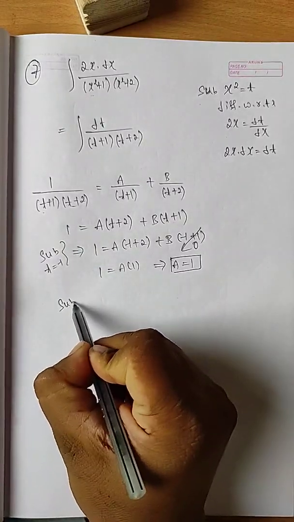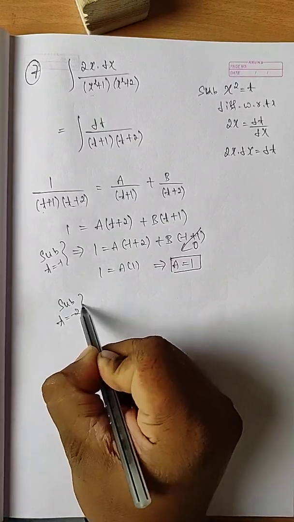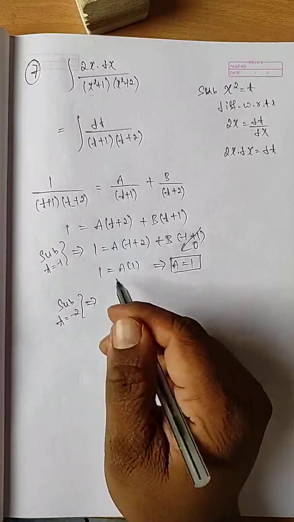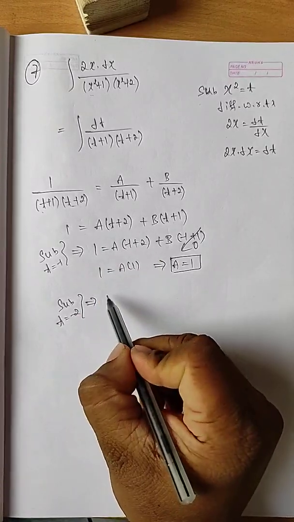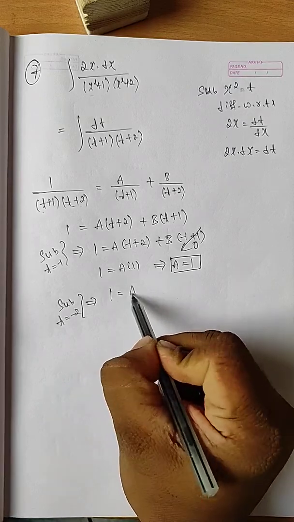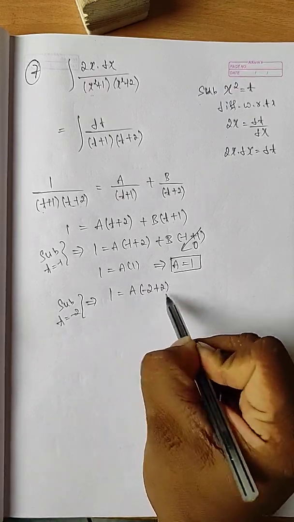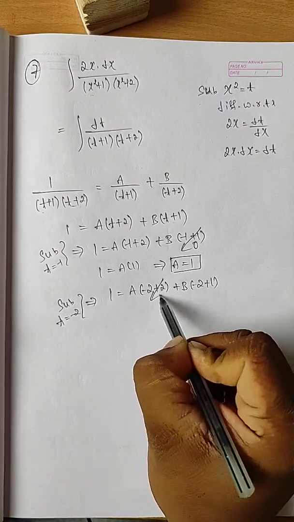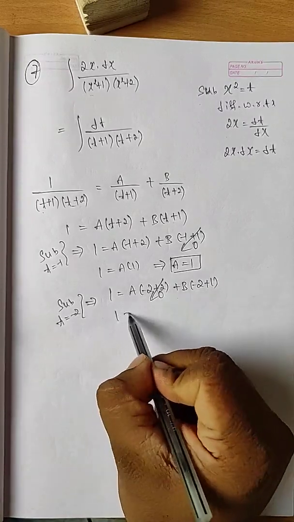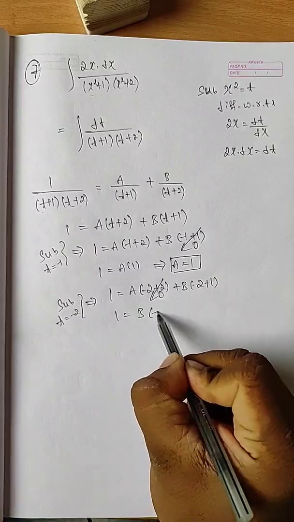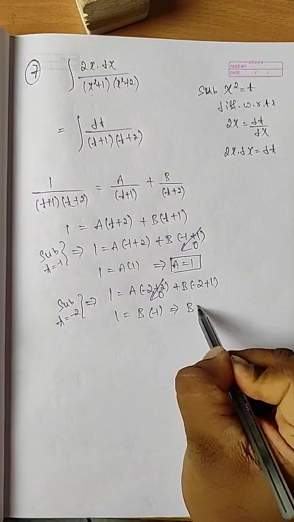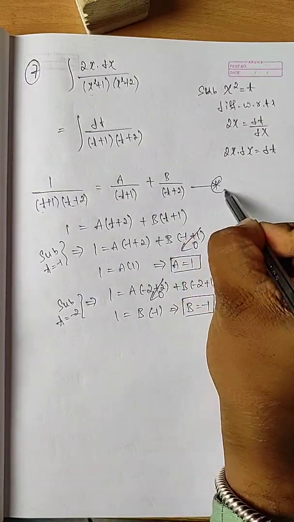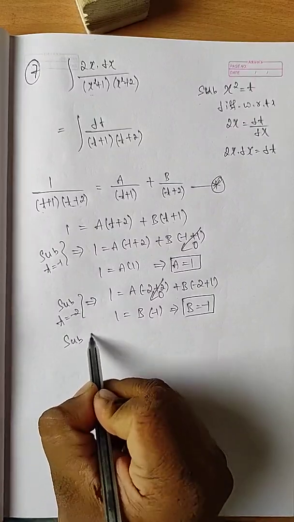Next, for the t plus 2, what should we substitute to make it 0? You want to substitute t is equal to minus 2. Then 1 is equal to a into (minus 2 plus 2) plus b into (minus 2 plus 1). Minus 2 plus 2 is 0, and 0 into anything is 0. Minus 2 plus 1 is minus 1. So b is minus 1. I am substituting these in the star.